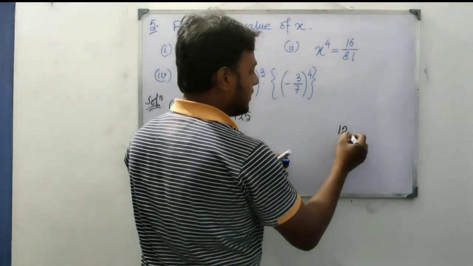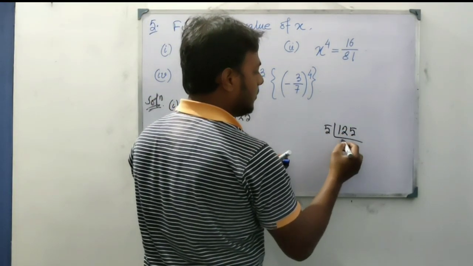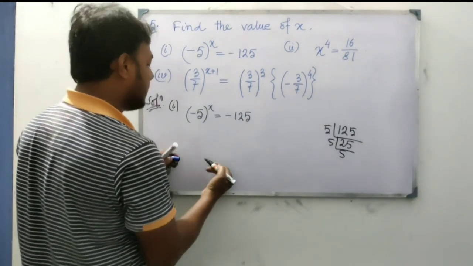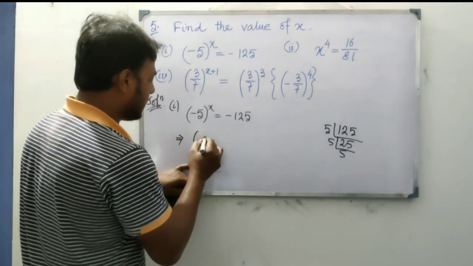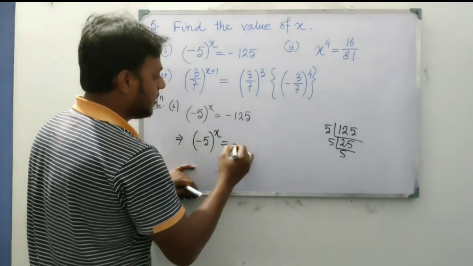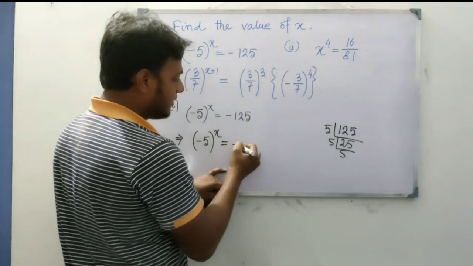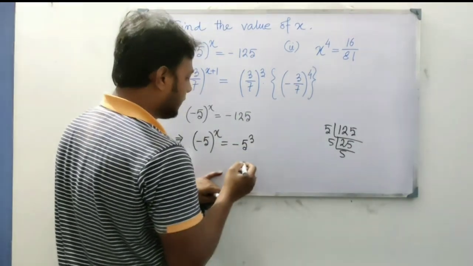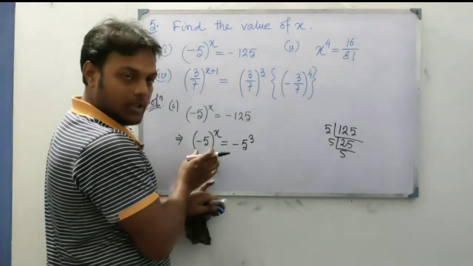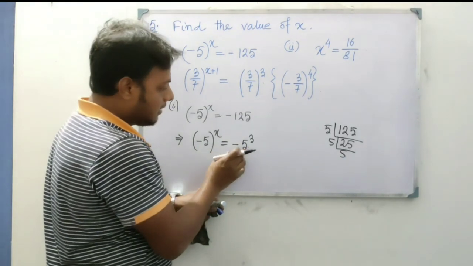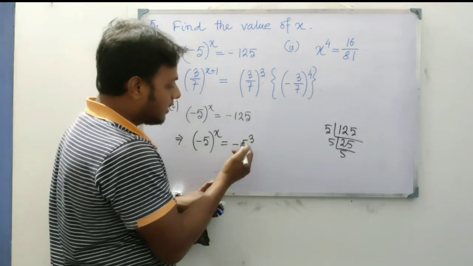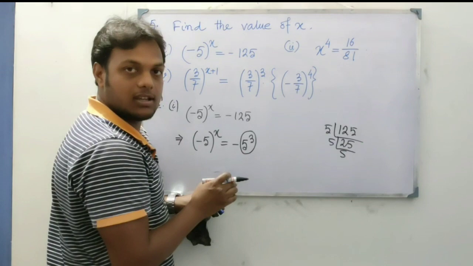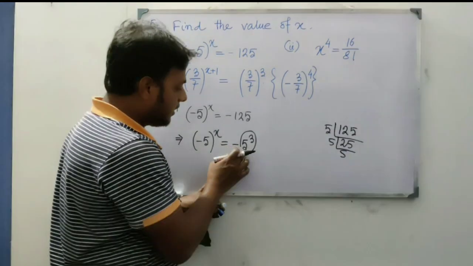So we have to try to express 125 as a power of 5. 125 divided by 5 is 25, and divided by 5 again is 5. That means in the place of 125 we can write 5 cube, with the minus kept before. So the left hand side is unchanged, equals minus 5 cube. Now here the base is -5, but on the right the base is not -5, so we have to convert it.